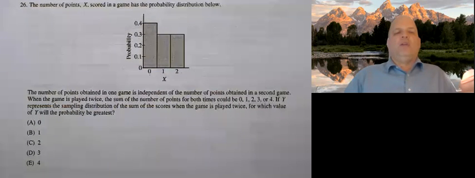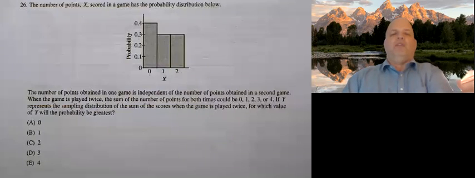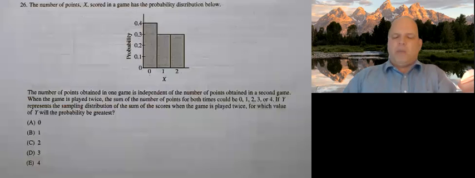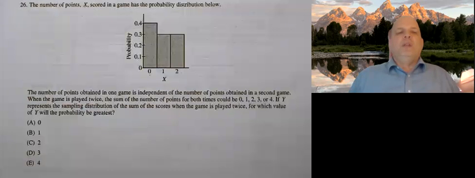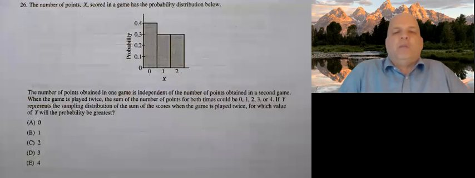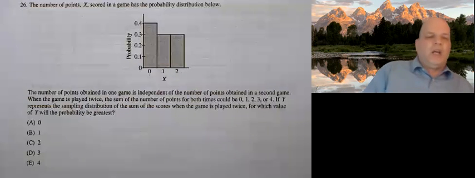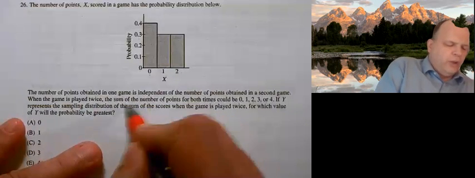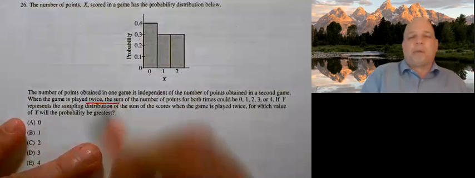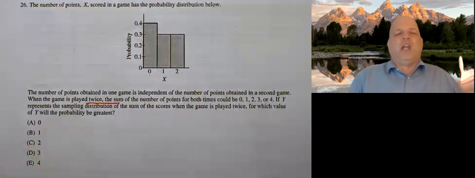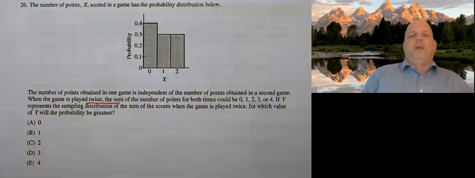So the number of points obtained in one game is independent of those of the next game. All right, so it doesn't matter how many times we do it. They're telling us that each game is independent. When the game is played twice, the sum of the number of points could be 0, 1, 2, 3, or 4. Anytime they tell me we're doing something twice, or I have two variables, I'm probably going to need to make a table of some sort of sample space.